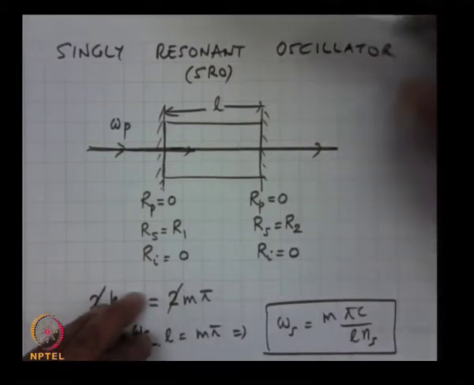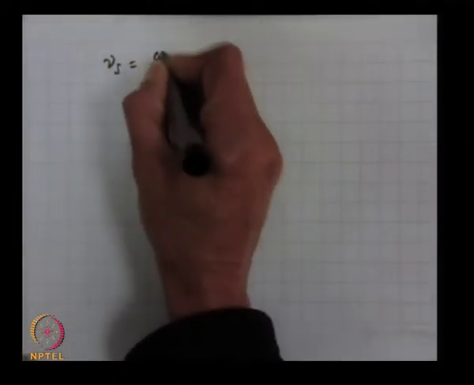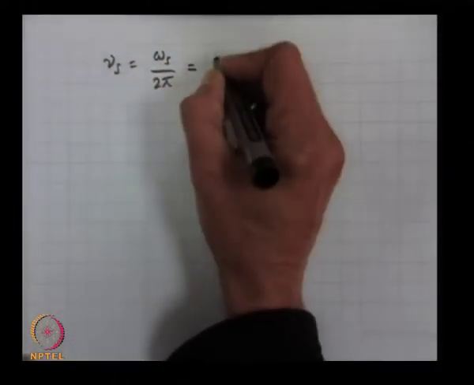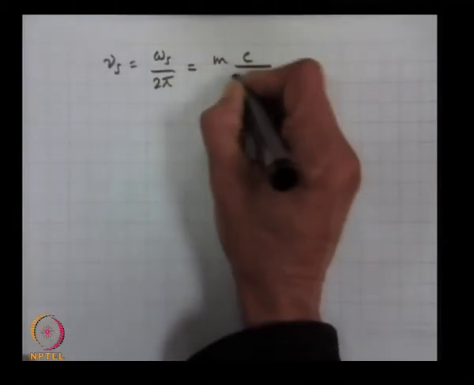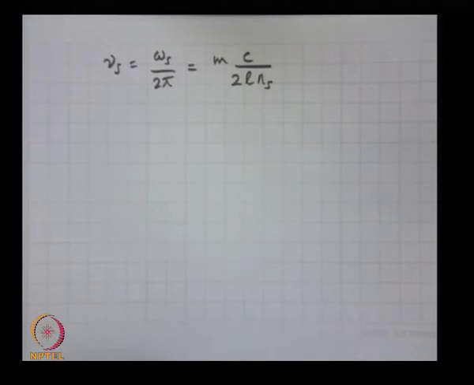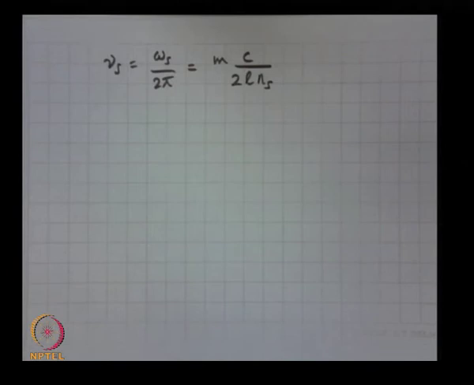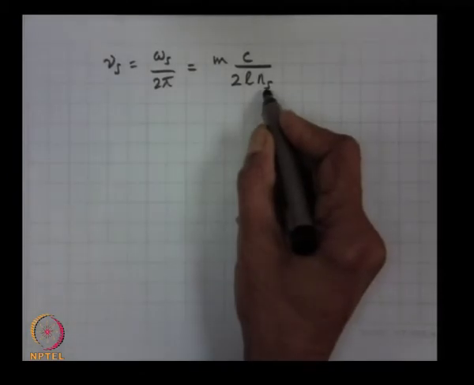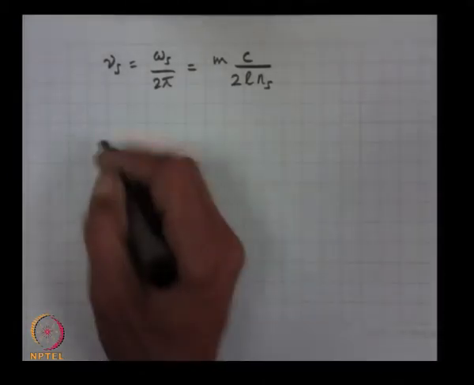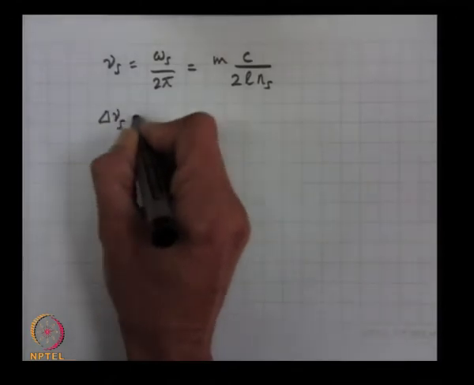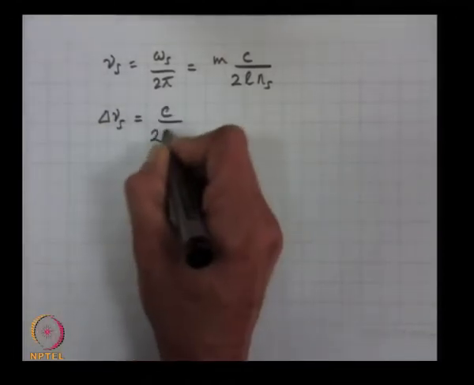So in terms of nu, let me write this as nu s is equal to omega s by 2 pi, which is equal to m into c by 2 times L times ns. This is the angular frequency omega s, and that's the frequency of oscillation. Now, assuming that the frequencies are not very far spaced, and that ns does not change much as I change my frequency, the intermode spacing will be c by 2 times L times ns.